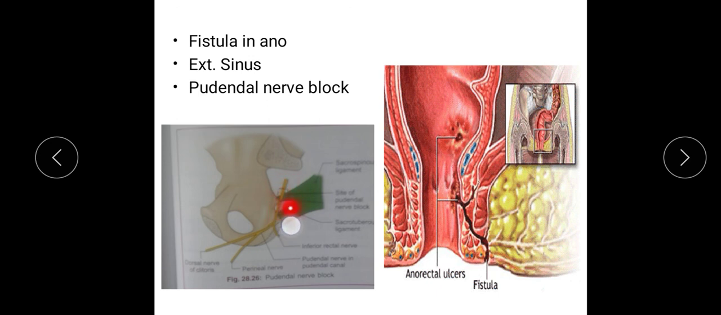Here is the site of the pudendal nerve block. The nerve is infiltrated near the ischial spine. This one is the ischial spine. The needle is passed through the vaginal wall and then guided by a finger.